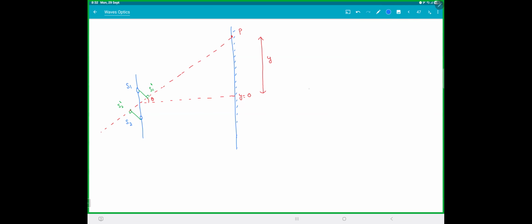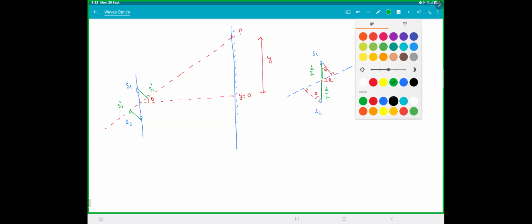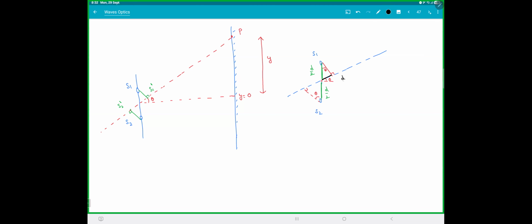So if I just exaggerate this, if this is theta, this will be theta. This will be theta. This distance was d by 2. This distance was d by 2. That was the distance between the slits. This distance here will be d by 2 sine theta. This distance here is d by 2 sine theta.